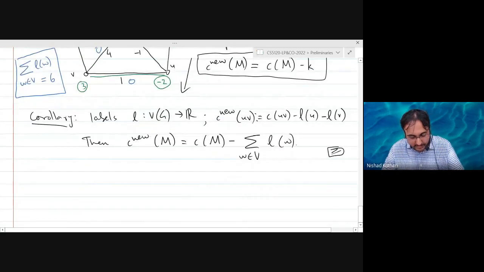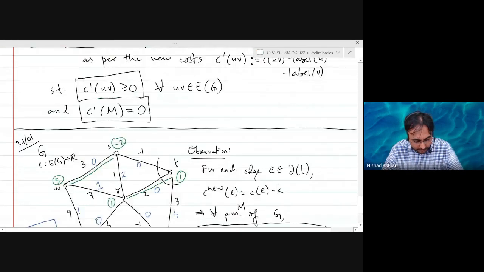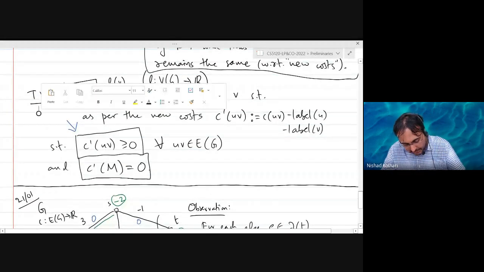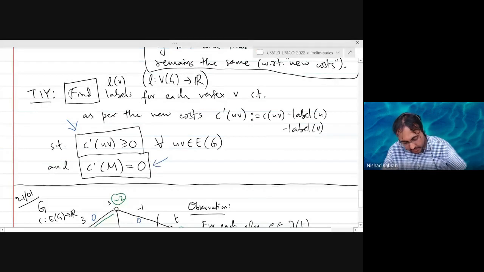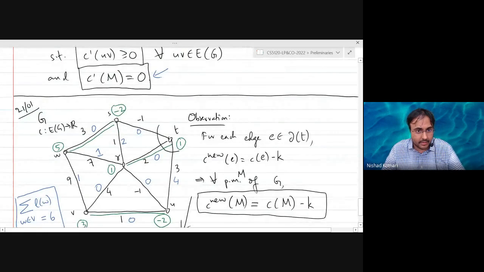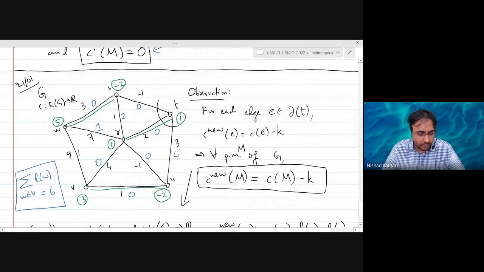Because of the observation that we made here, right? So the sum of the labels is 6. All of the labels are non-negative, which was one of our conditions here. And the new costs for the perfect matching we are looking at are all exactly 0, right? And so the new cost of that perfect matching is equal to 0.